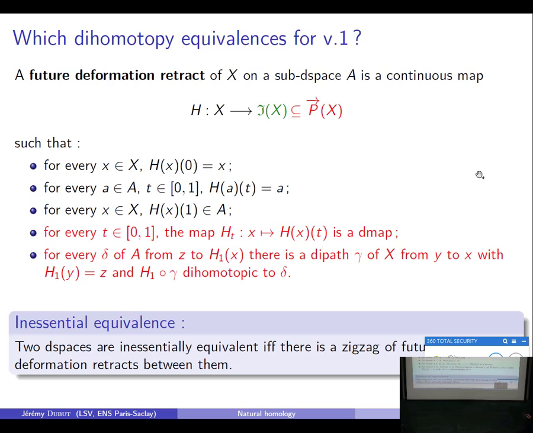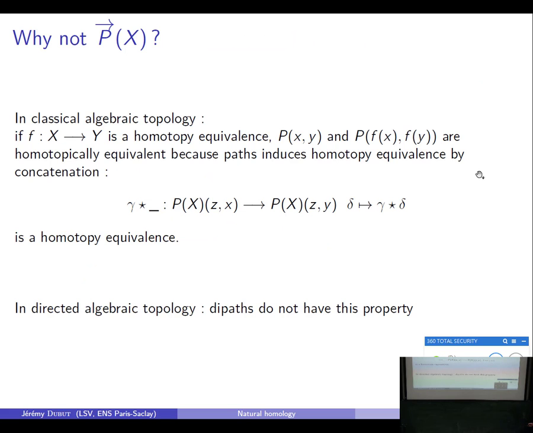But in a directed setting, we couldn't use dipaths because they have a very bad property. That is, well, classically, the continuous function, which is induced by concatenating some paths to other paths, is a homotopy equivalence because a path is always invertible up to homotopy. In directed algebraic topology, it's not the case.